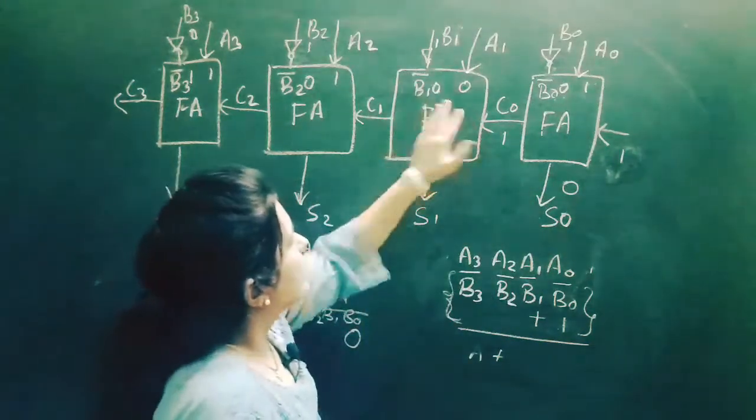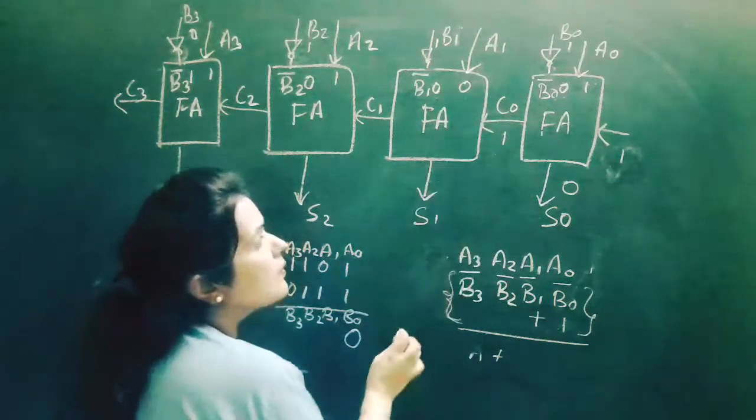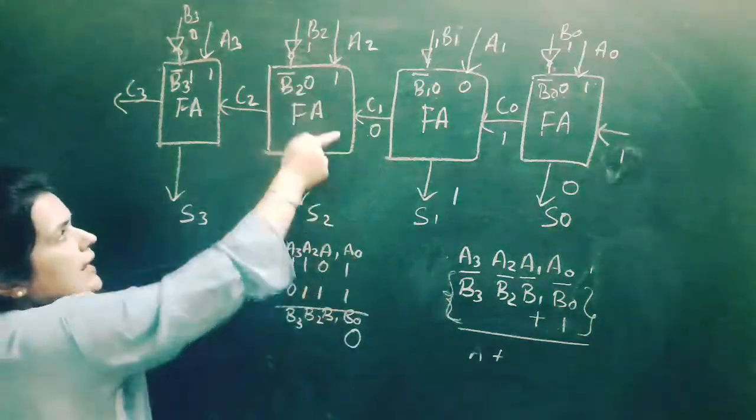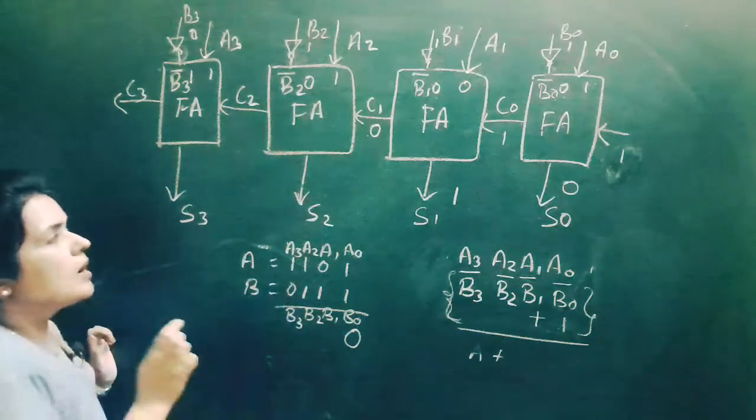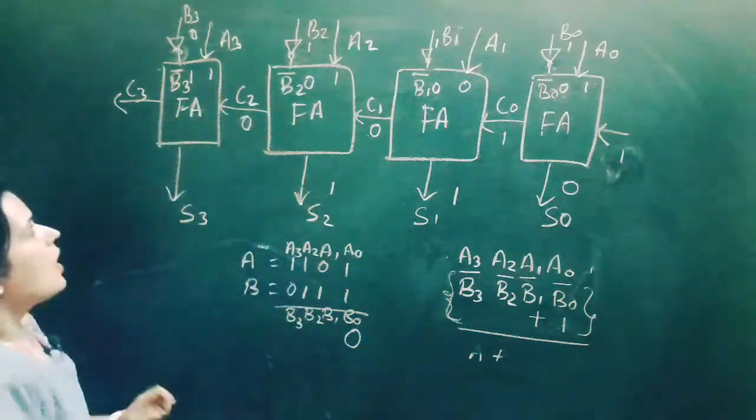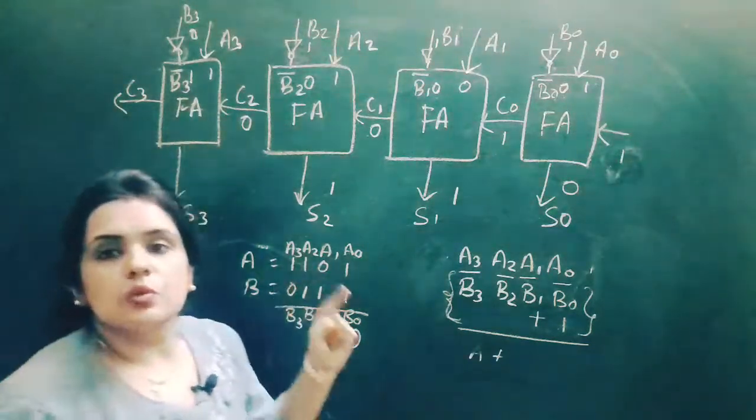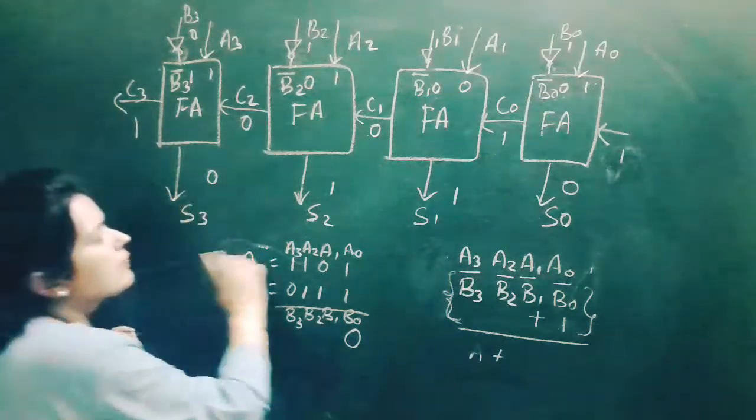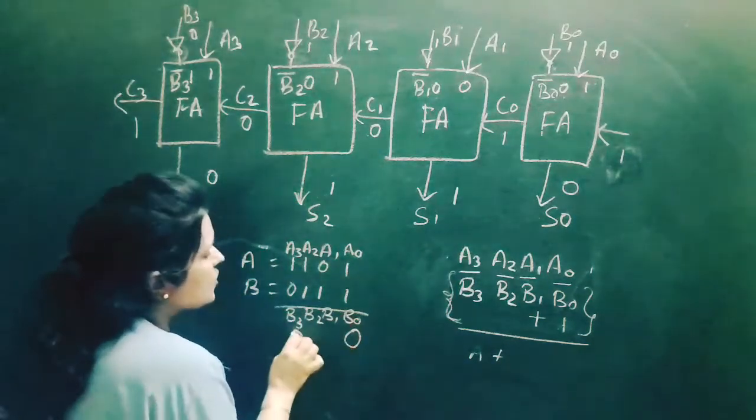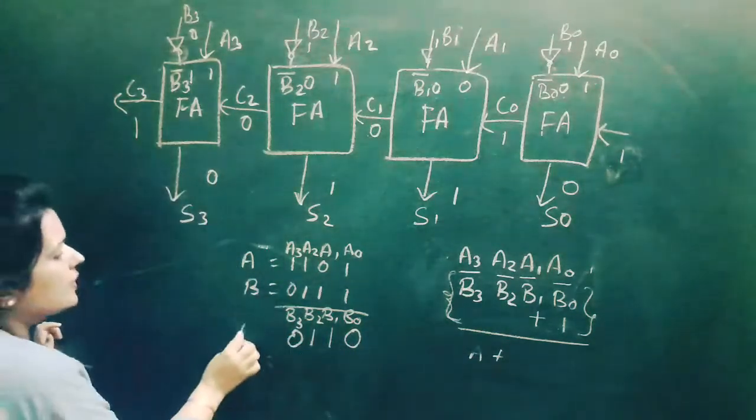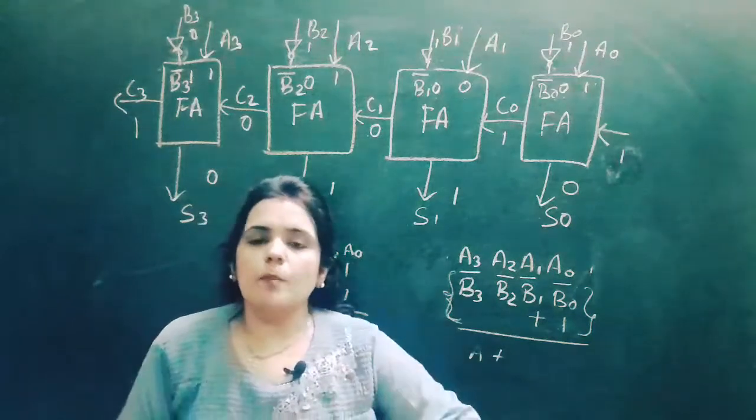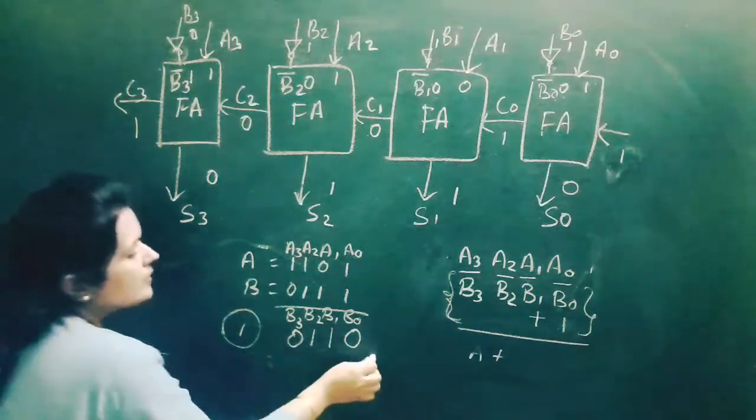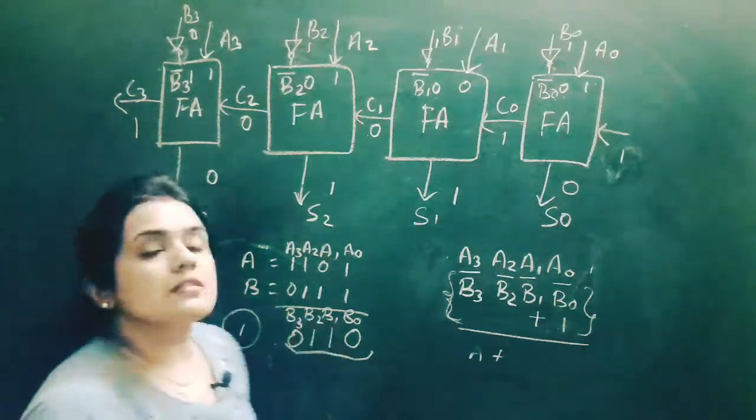Now this adder will add 0 0 and 1, so our sum will be equal to 1 and carry will be equal to 0. Now this full adder will add 0 1 and 0, so our sum will be 1 and carry will be 0. Now 1 plus 1 plus 0 is equal to 0 with carry 1, so our sum will be 0 and carry will be 1. So our final result is 0 1 1 0 and carry is equal to 1. We have already studied that in 2's complement subtraction method, if output carry is equal to 1, we should ignore this output carry, and this is our final result. It indicates this result is positive.